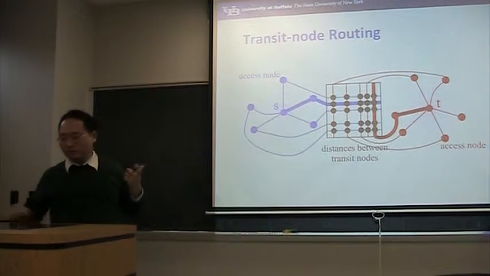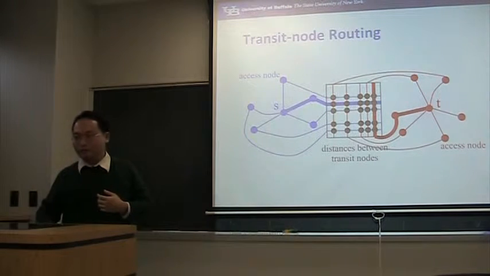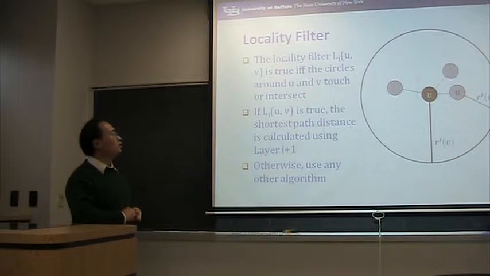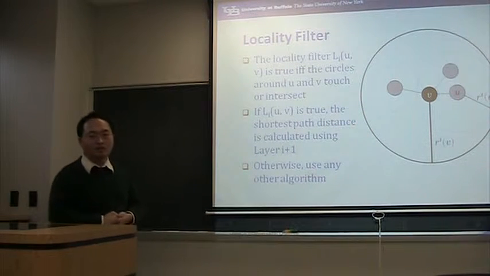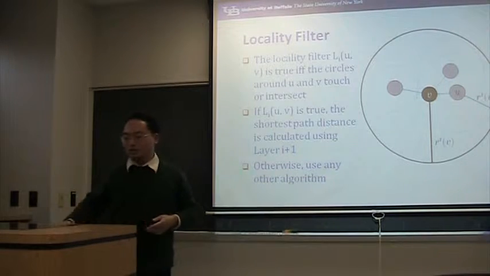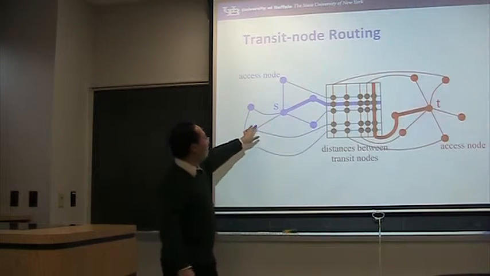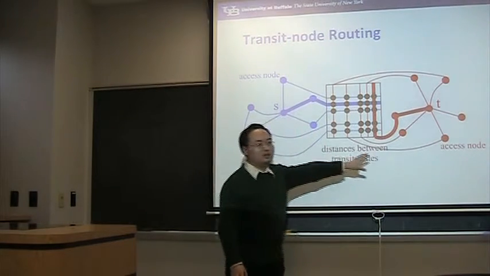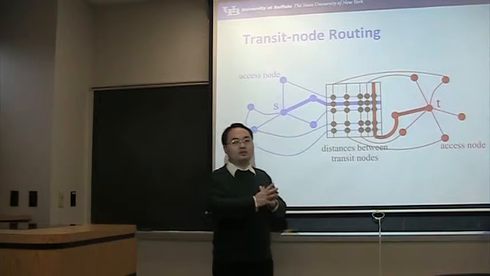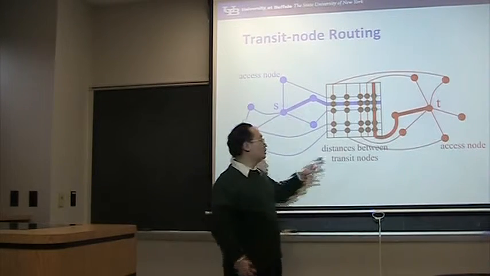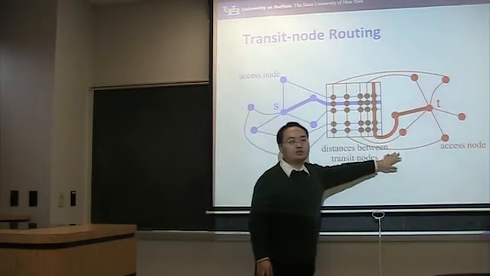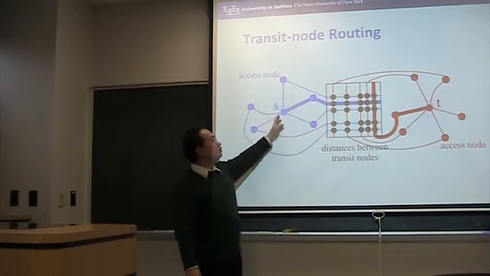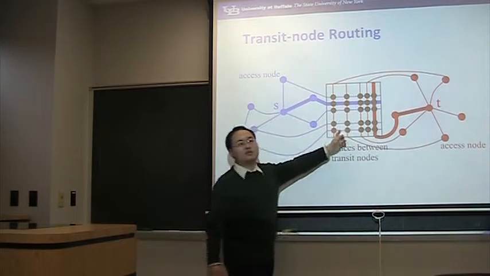Do you understand this? Any question about that? Another thing I talk about is called the locality filter, and this is quite complex, so I don't need you to understand it. The locality filter means if we find that S and T are within a locality, then we just directly perform a shortest path search because they are close enough. Otherwise, we have to use these transit nodes or access nodes.